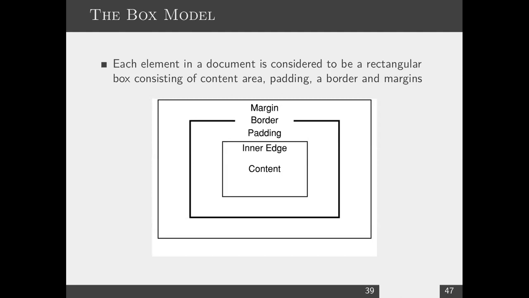So each field you see has a content, has the inner edge, has the padding, has the border, has the margin. So you need to know all this. If you know all this, then you can know how much space something is going to cover. Because the bigger the margins, the bigger the space a field covers.